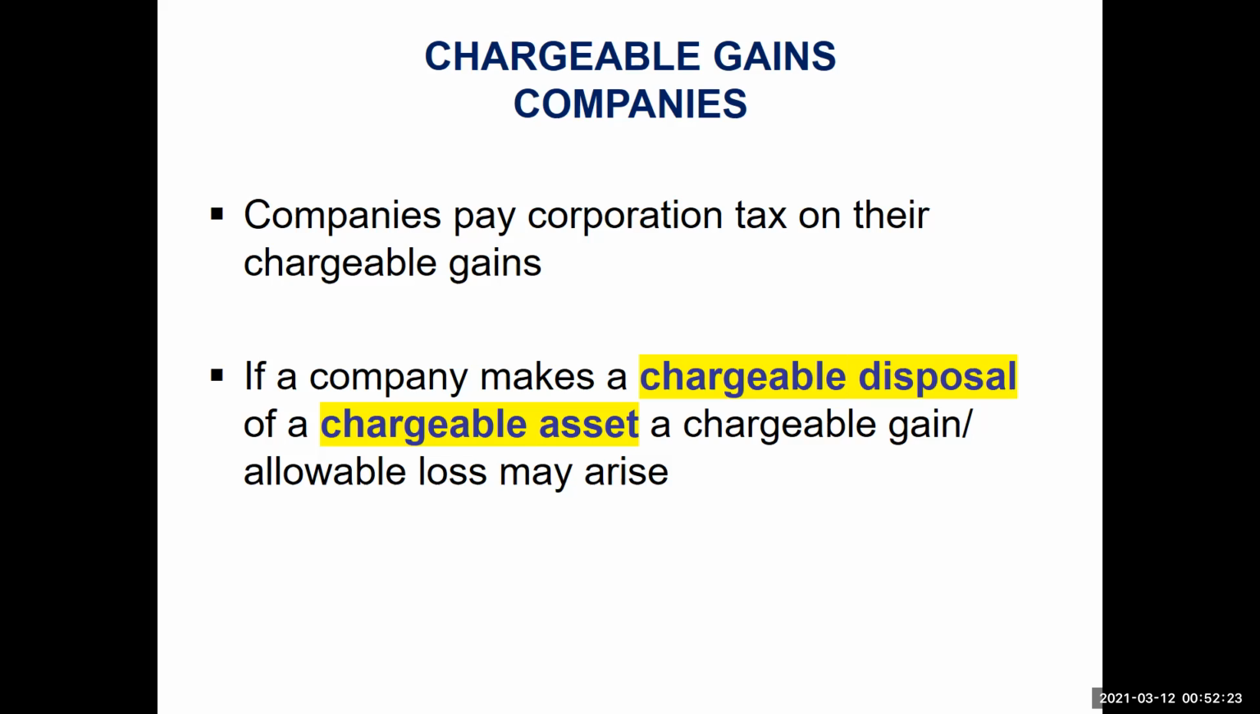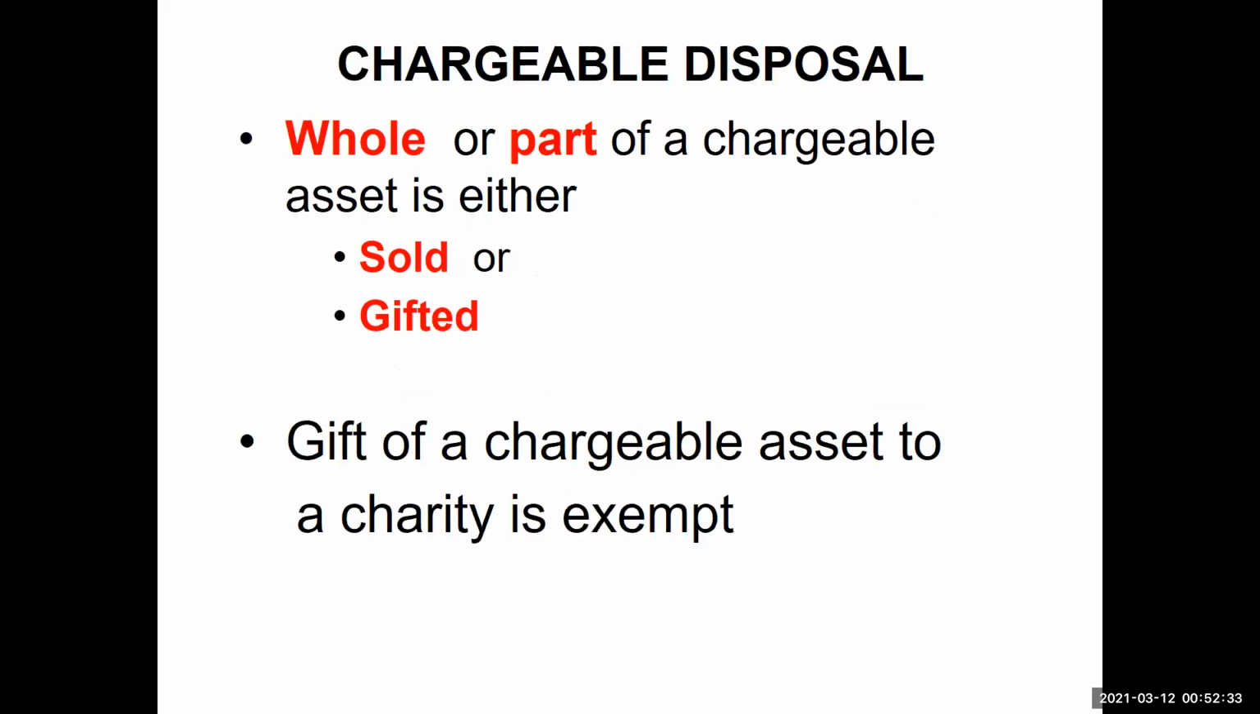All right. So let's take a deep dive and see what all these chargeable gains refer to. A chargeable disposal will occur when a part or whole of a chargeable asset is sold or gifted. But any gift of a chargeable asset that we give to a charity is exempt from this particular scenario. So we're dealing with whether part or whole. We look at the part section in the second part of this presentation.